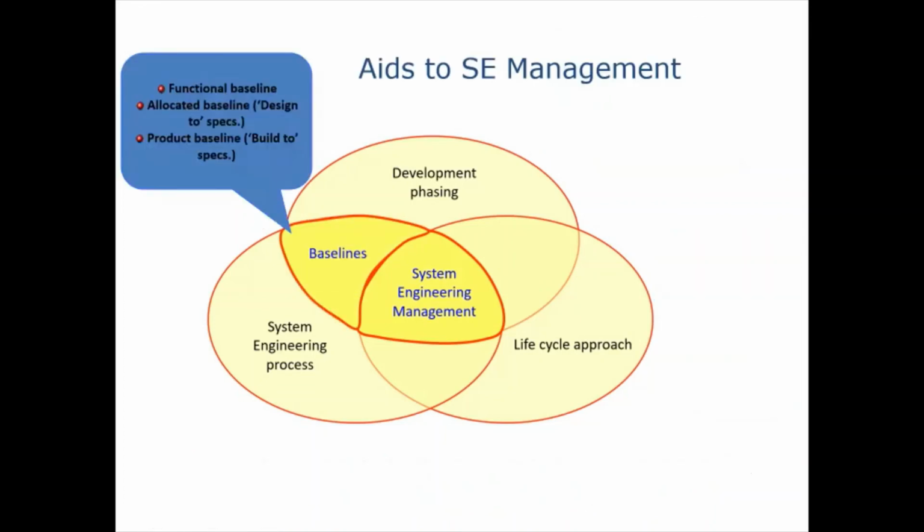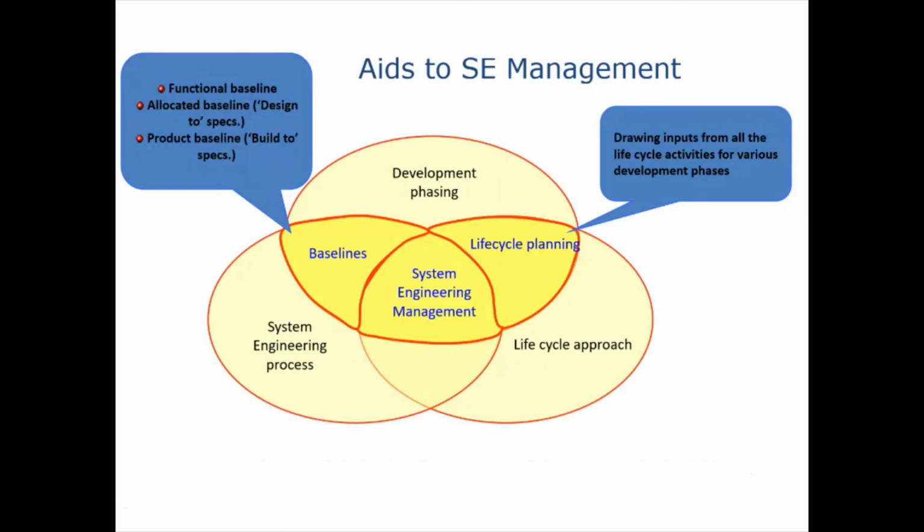So the aid to system engineering management between the development phase and the system engineering phase is the baseline. So what is a baseline? It's a design and specification. It completely explains the specifications of the system. Okay. And between development phasing and life cycle, we have life cycle planning. So what does it do? It draws input from all life cycle activities for various development phases, a collection of inputs.